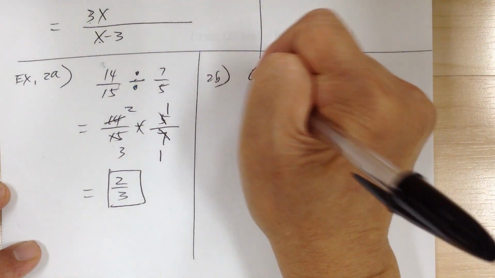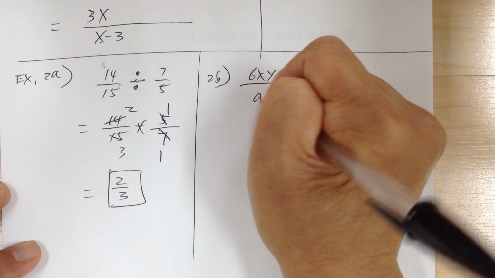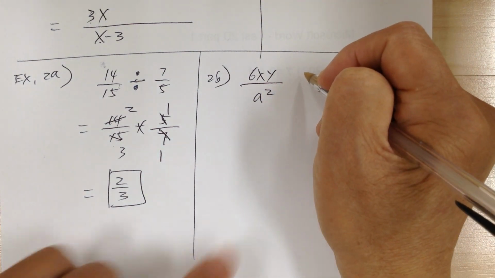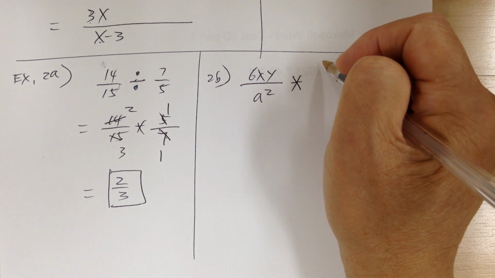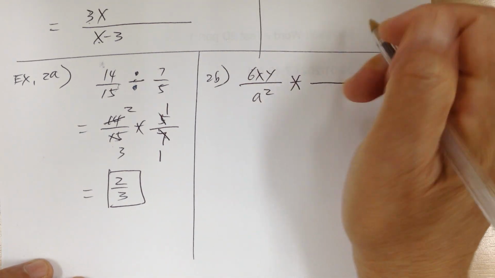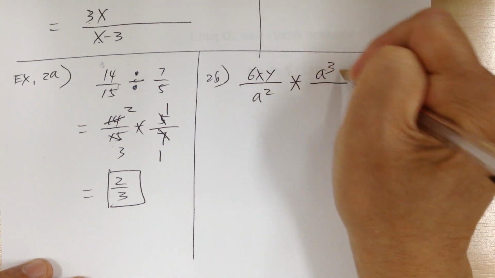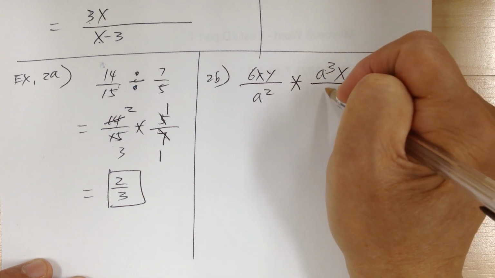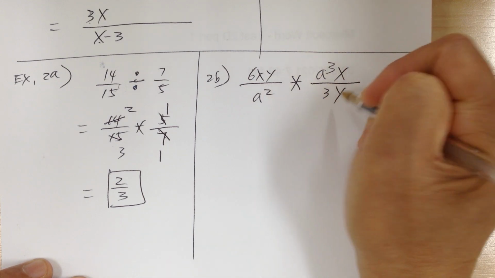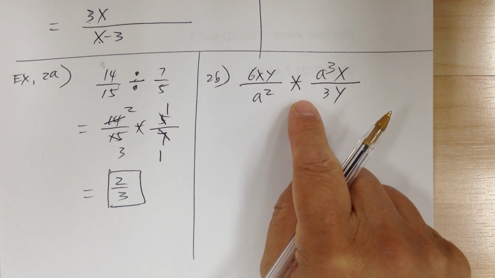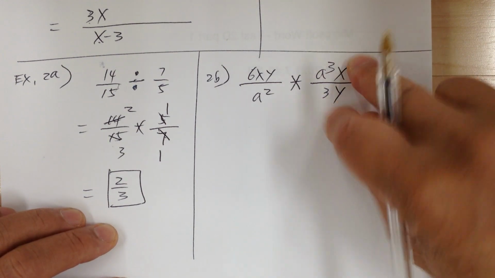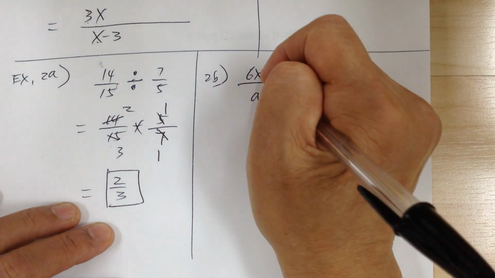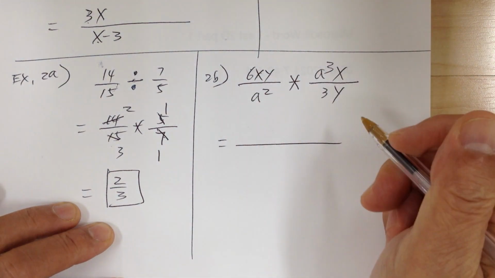Okay, you have 6xy over a squared. Now instead of wasting time copying the problem, I'm going to make it into multiplication already by flipping the fraction upside down. So that way this will save you time. Okay? So instead of copying the problem, you can just go and convert into multiplication right away by flipping the second fraction. Okay, so let's go and cancel.